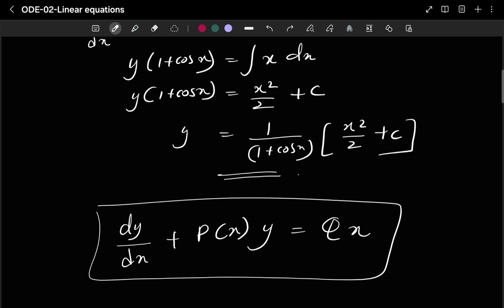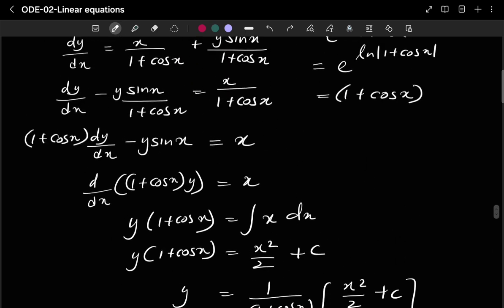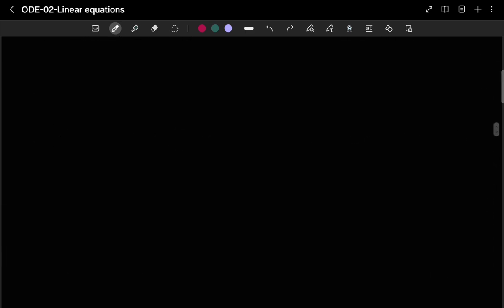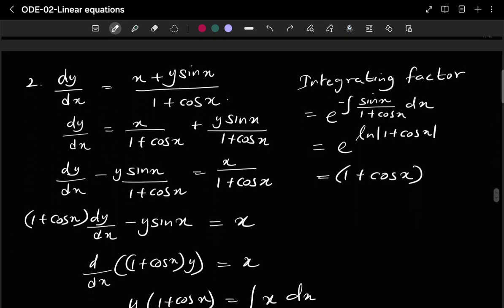So hope you have a clear understanding of these linear equations and how to solve them. Go through the article and do the example questions, practice these practice questions, and stay tuned for more topics in ordinary differential equations.